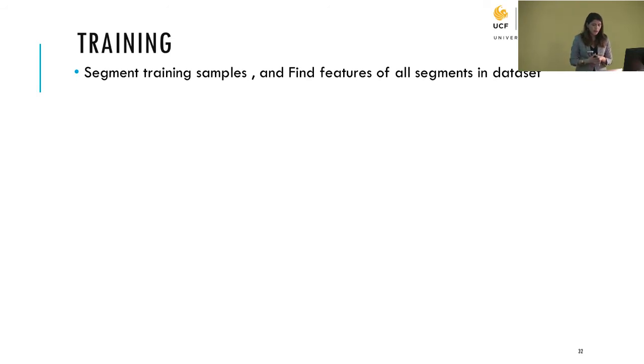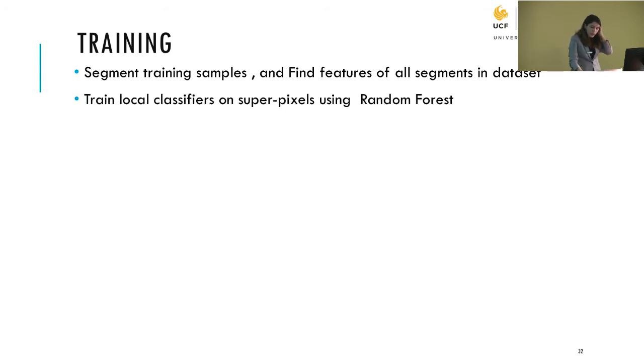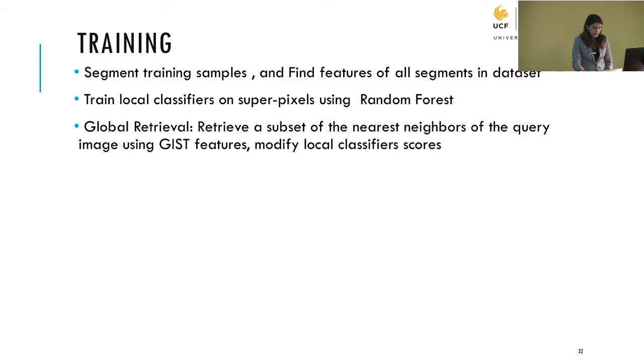So in training, we start with segmenting all training examples and find local features like SIFT, color histogram, etc. for each superpixel. Then we train local classifiers on those superpixels using random forest. Also, here we use some global information as well. We use the gist feature for a query, and we find the retrieval set for that image based on the gist feature.